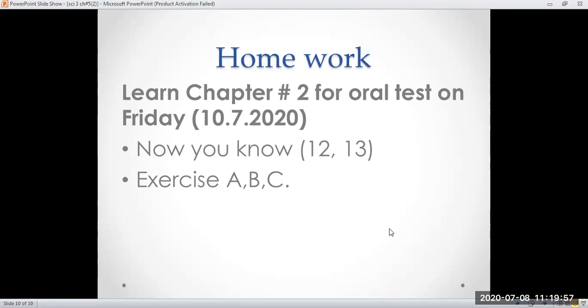Now again on Friday there is your oral test, and every one of you is going to turn on your cameras. Learn page number 12 and 13, and exercise A, B, and C. In the first oral test many students were not there, so students be punctual and learn it.